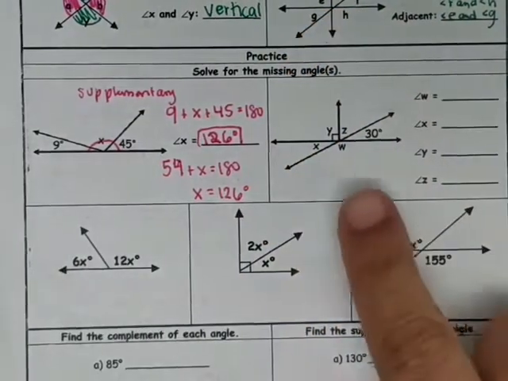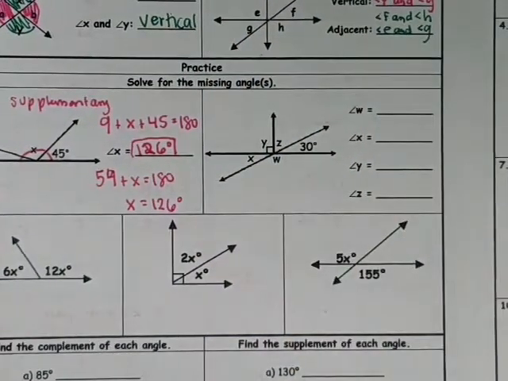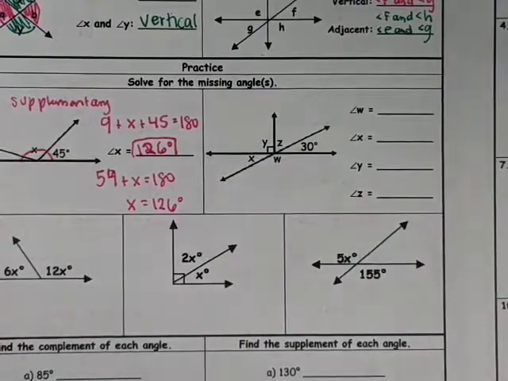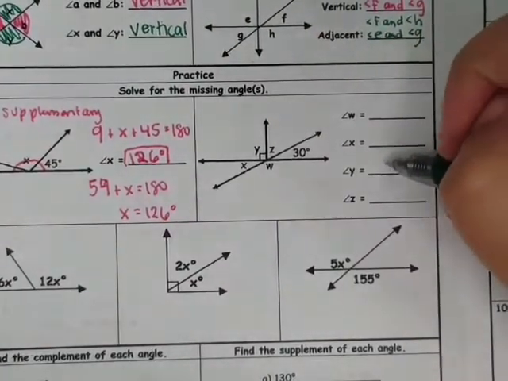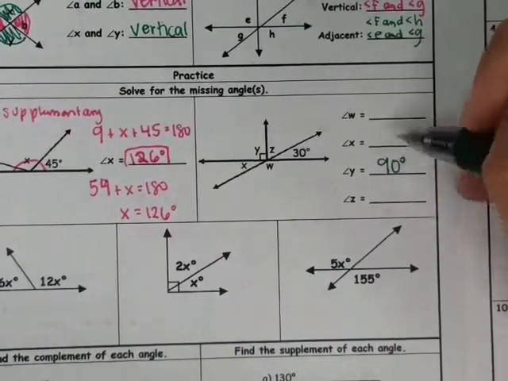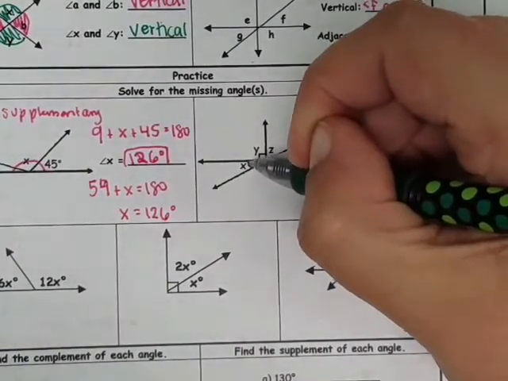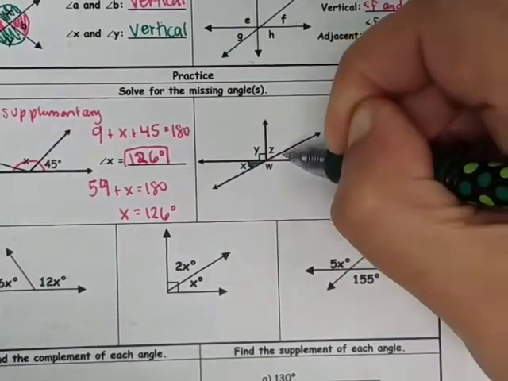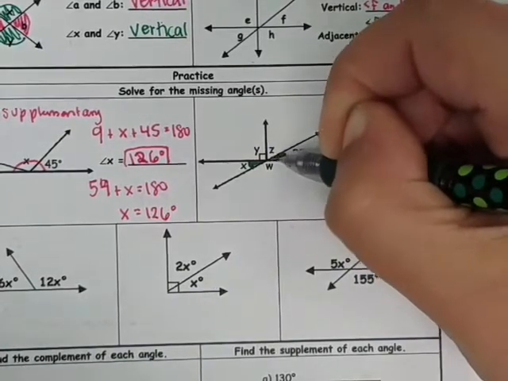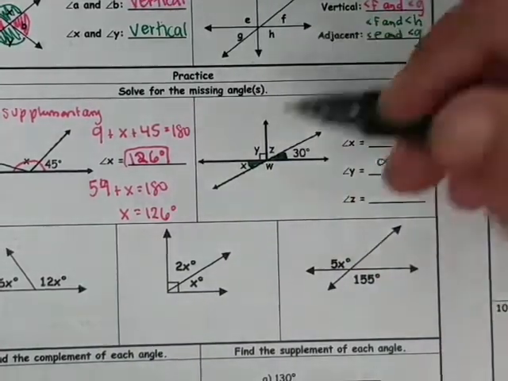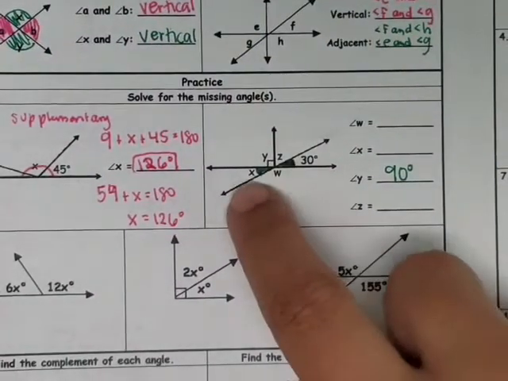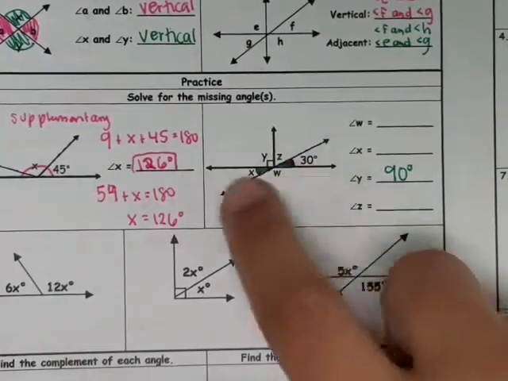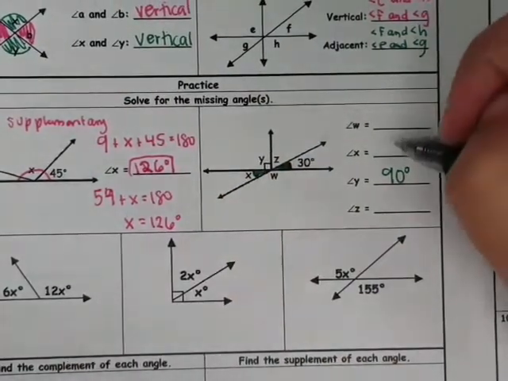Okay. The next one, we're going to use some kind of investigative skills. So we know that y is 90 because that is a symbol for 90 degrees. We know that x and this angle measure of 30 are vertical. And we know that vertical angles are congruent. Congruent means to be equal. So if that's 30 and then x is vertical to it, then we know that x also has to be 30.